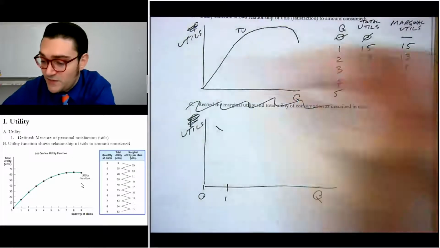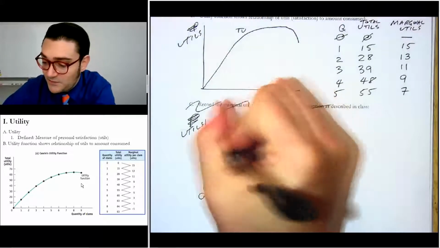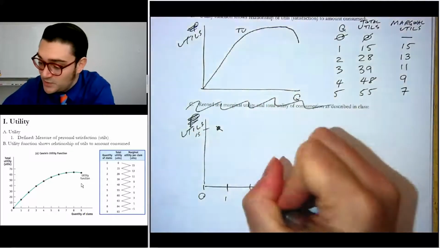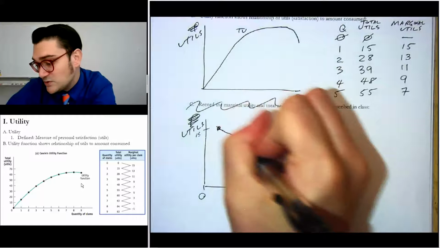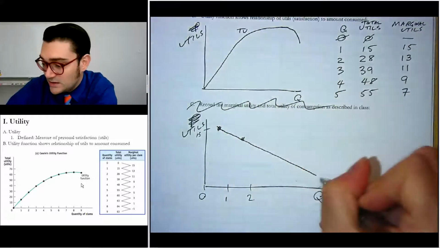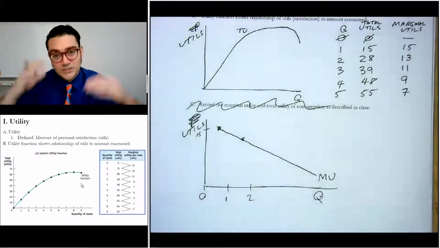We know that it gave us 15, so that would be like 15 utils. And then between the first and the second one gave us 13 utils, and we'll usually find that they do one of these. So a marginal utility curve is usually just a nice straight line.